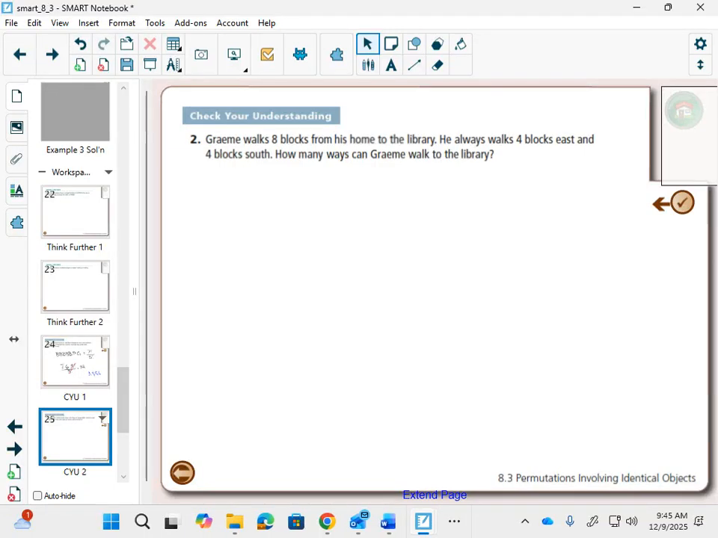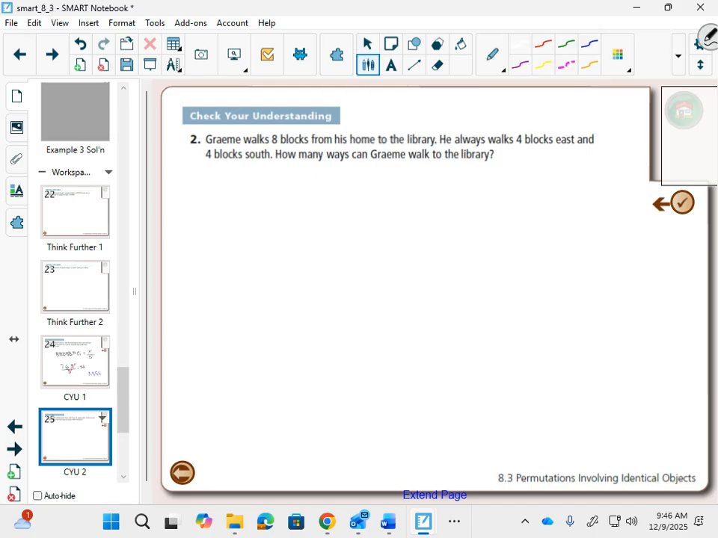So the easiest way to recognize a Mississippi question is when it is an actual word with repeated letters. That's probably the most common identical objects. But sometimes they'll say, I have other objects that are the same and I want to arrange them. And this one is probably the most hidden one.